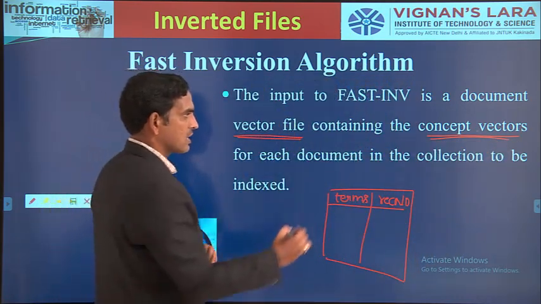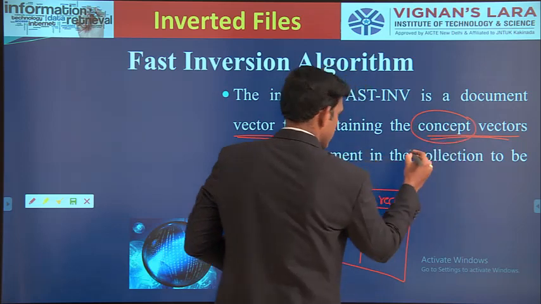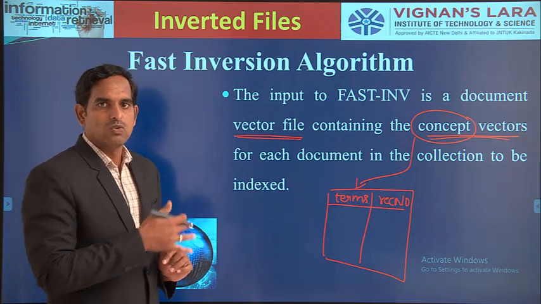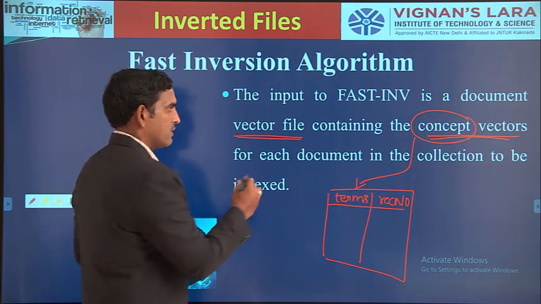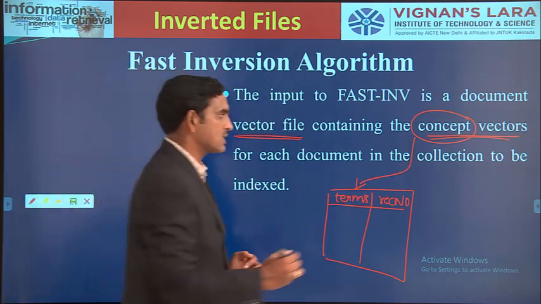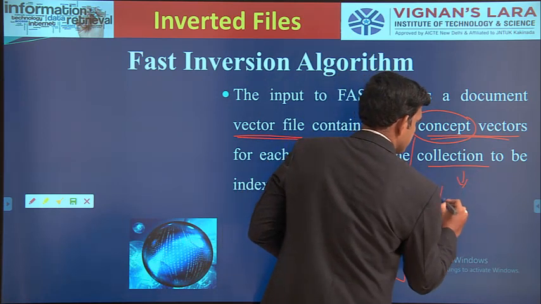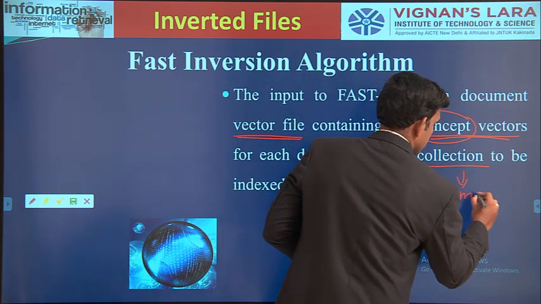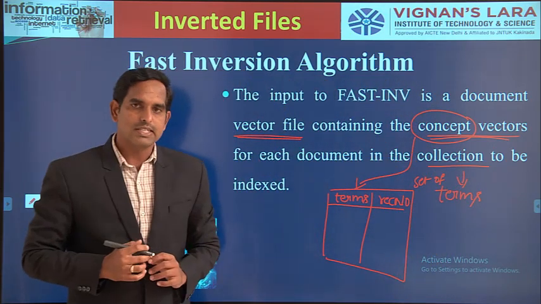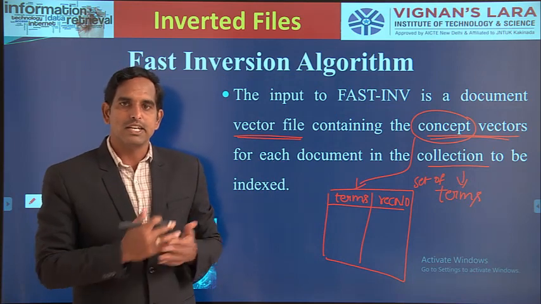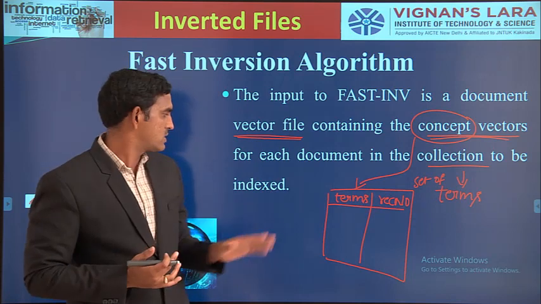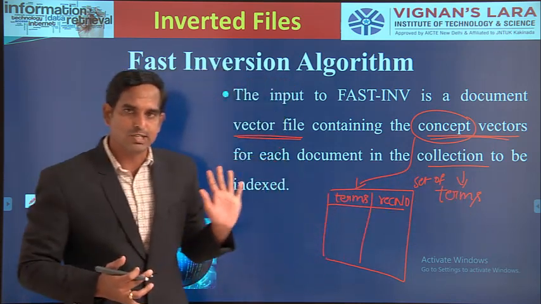The concept word is the same as your term here. We'll be calling it a concept word, for the concept vectors for each document in the collection to be indexed. The collection means all the set of terms which are to be indexed in a particular document. We will be having a predefined collection of words or terms which need to be indexed.